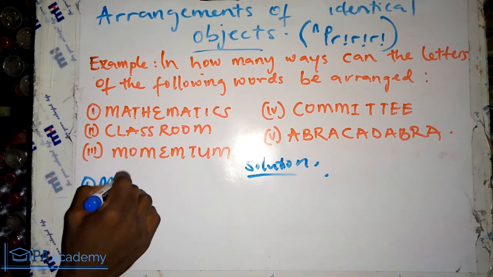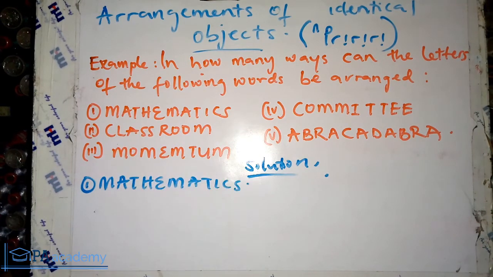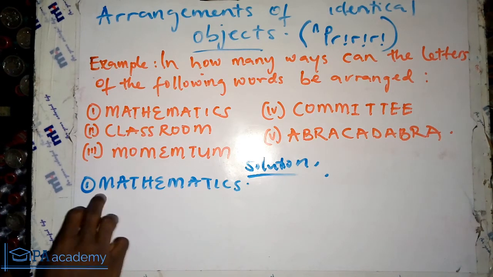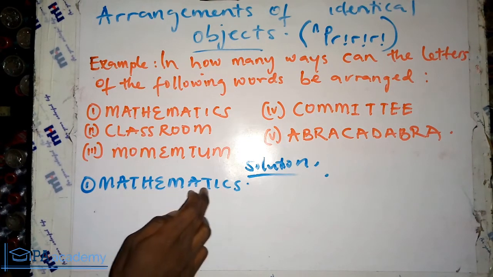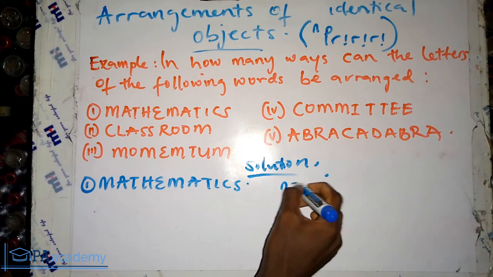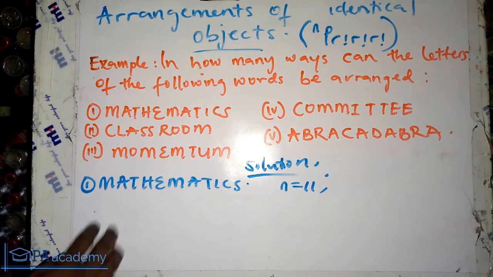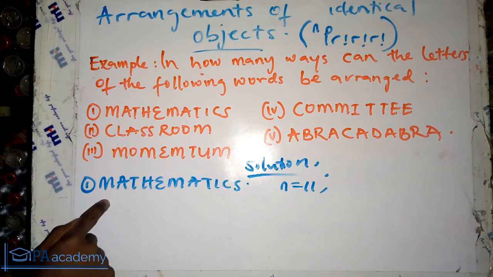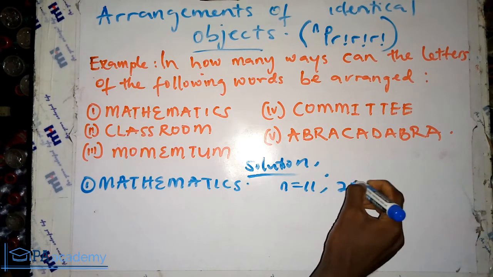That is mathematics. The first thing we are going to do is count how many letters we have in the word in total. That's 1, 2, 3, 4, 5, 6, 7, 8, 9, 10, 11. So we write our n to be 11. Then we look for how many repeated letters we have. If you look closely, M is a repeated letter, appearing 2 times, so let's note that we have 2M.